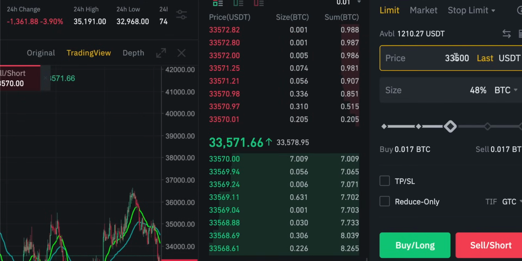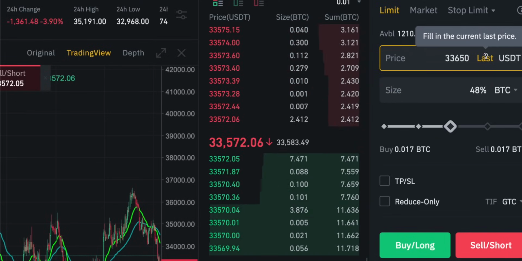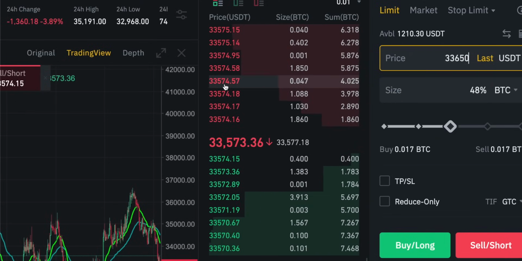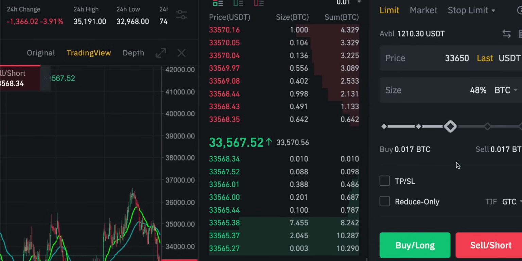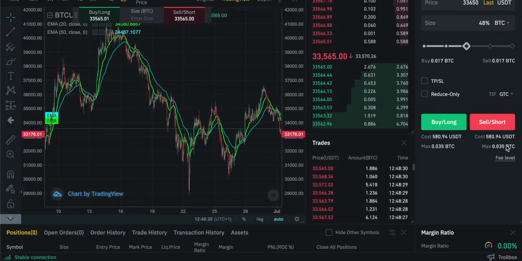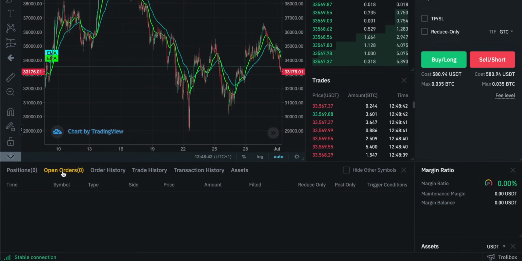I could of course amend this price to 33,650. So now my price is way above the market, and I'll have to wait for someone to come in and go long and take the opposite of my trade. But I can just press sell short. That order will work, and when it's through, it'll be in my positions right here. Any open orders that haven't traded yet will be right here in your open orders.